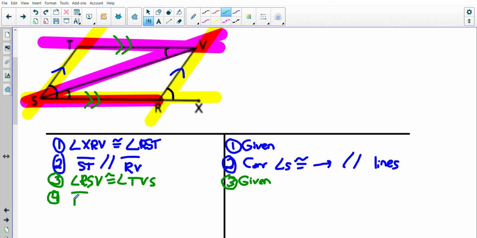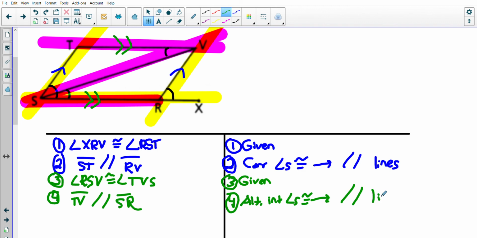Segment TV is parallel to segment SR. Okay. And our reasoning is that if the alternate interior angles are congruent, then the lines are parallel. Okay, and that's enough information, right? That was one of our conditions. If we can prove that both pairs of opposite sides are parallel, then we have a parallelogram. So let's do our final statement.